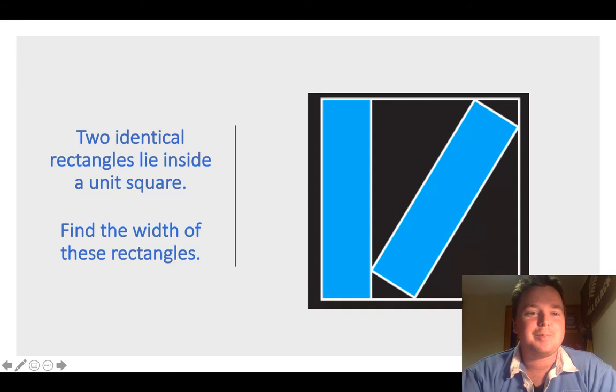Okay, so you may have seen this problem before. I think I've used it. Shout out to all my DOF boys that worked on this problem last night and gave me the trial run. So we've got two identical squares lying inside a unit square being 1 by 1. Find the width of these rectangles.